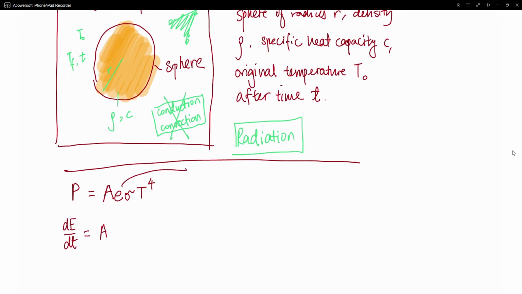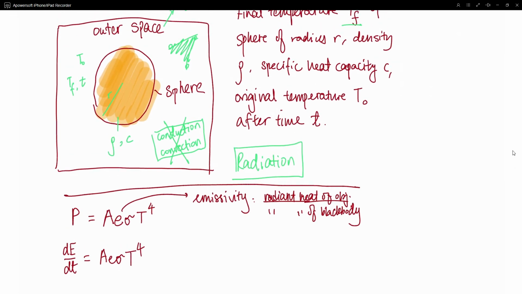ε is the emissivity, which is simply a ratio of the radiant heat, how much heat this object radiates, over the radiant heat of an ideal black body, which is the object that radiates 100% of the heat. It's the perfect emitter. Right, sigma is just the Stefan-Boltzmann constant, and temperature is just temperature in kelvins. So this is actually the full equation, right? And of course, because this energy is decreasing, there needs to be a minus sign here.